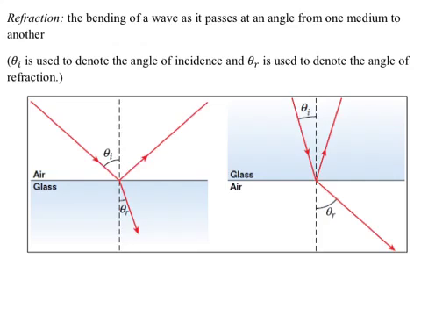Our definition of refraction is the bending of a wave as it passes at an angle from one medium to another. Okay, underline at an angle, please. That's the key here. If it's not coming into the second medium at an angle, it will not bend at all. And I'll discuss that in a minute. So again, refraction is the bending of a wave as it passes at an angle from one medium to another.